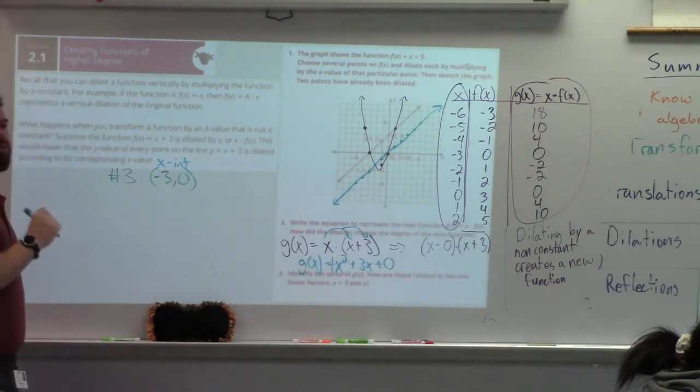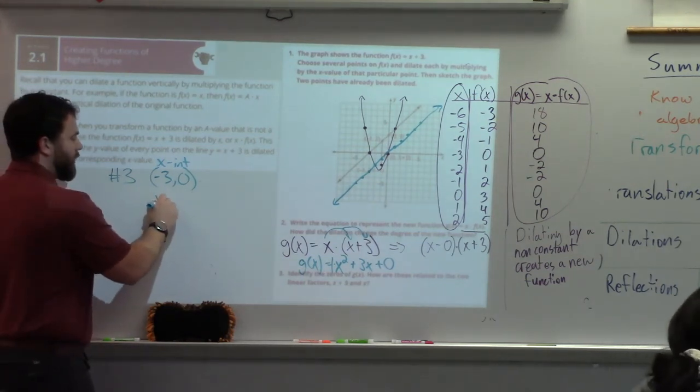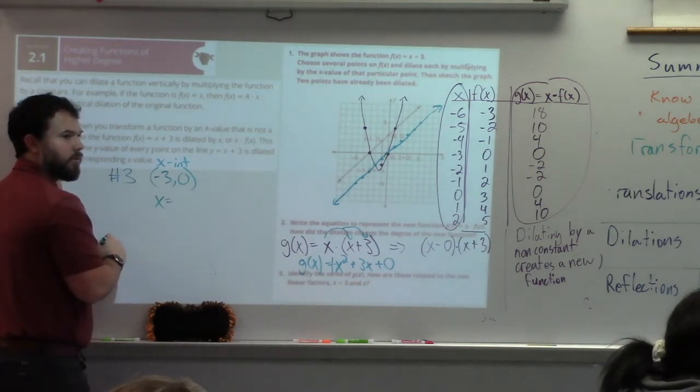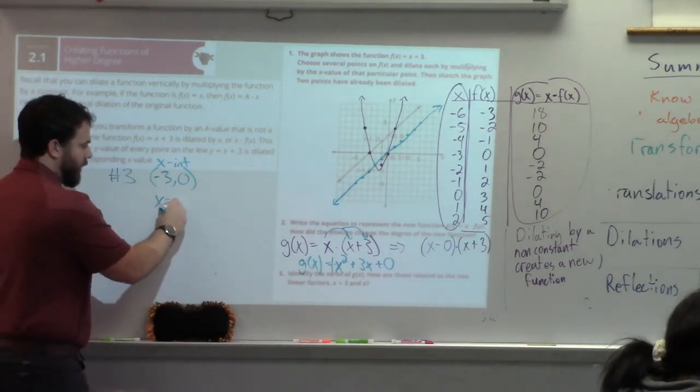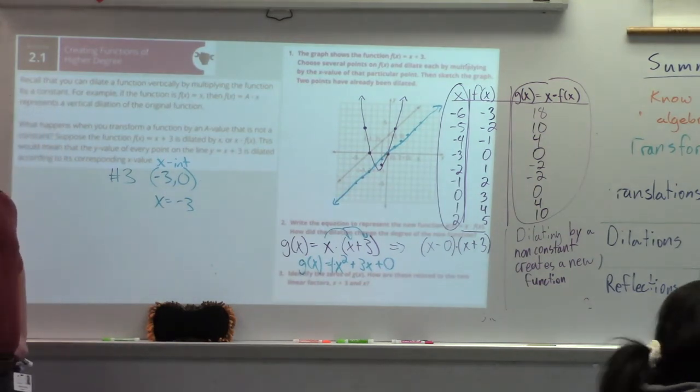What would be the 0 then? It just means a point. Well, the point is the x-intercept. The 0 would just be x equals -3. Notice it's the x value. The 0 is just the x value.